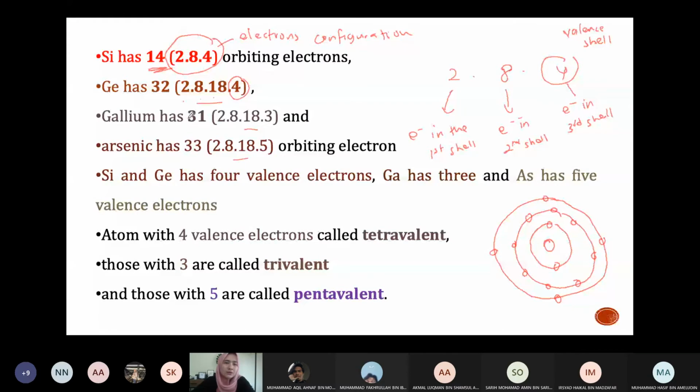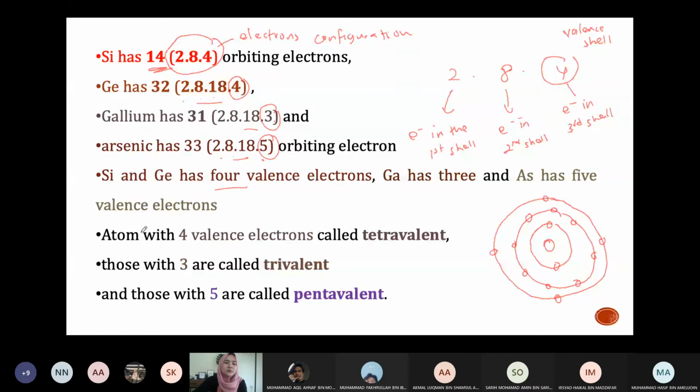For gallium, we have 31 electrons. Gallium has 4 shells, and the valence electrons is 3. Arsenic has 33 electrons. We have 4 shells, and the valence electrons is 5. So that's why it stated that silicon and germanium have 4 valence electrons, gallium has 3, and arsenic has 5.